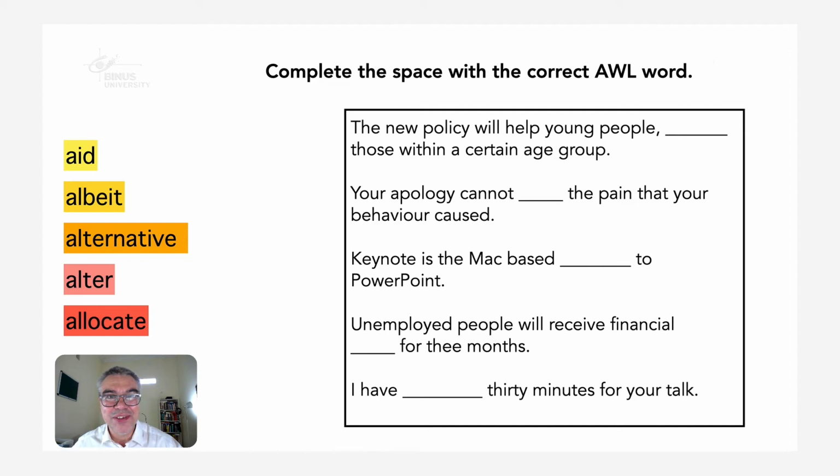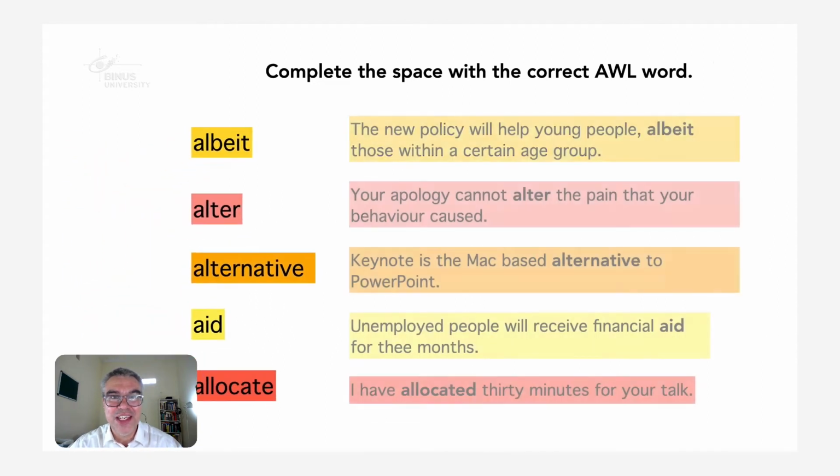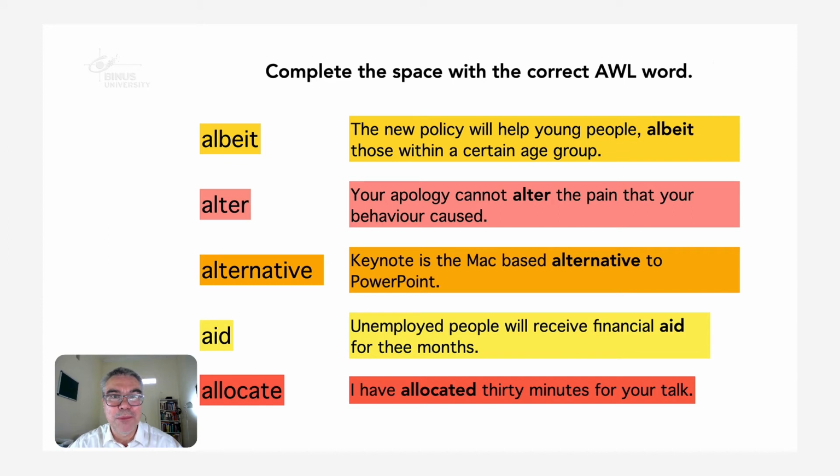Here are the answers. So the first sentence is, this new policy will help young people, albeit those within a certain age group. And the next sentence, your apology cannot alter the pain that your behaviour caused. Number 3, Keynote is the Mac-based alternative to PowerPoint. And the sentence with aid, unemployed people will receive financial aid for 3 months. The last one, I have allocated 30 minutes for your talk.